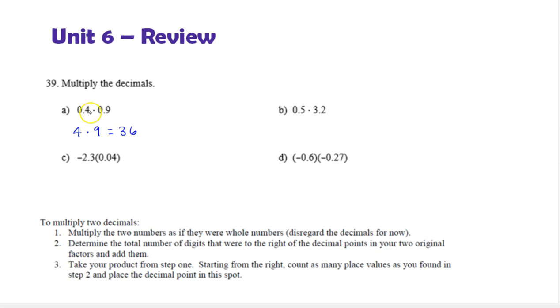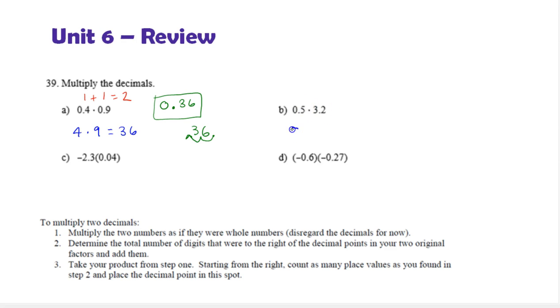Then you need to count the number of digits to the right of the decimal point in each of the factors and add the results together. So 1 plus 1 is 2. So here 4 was to the right, here 9 was to the right. Now take the product you found and start with the decimal to the right of the rightmost digit and move it this many places, so 2 places to the left. 1, 2, and this is where the decimal belongs in your answer. So 0.36, and we usually put a 0 as a placeholder for the whole number. Let's look at the next one.